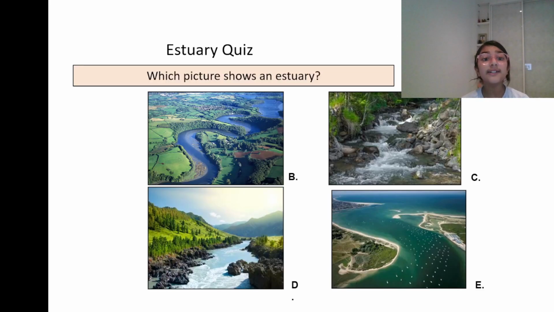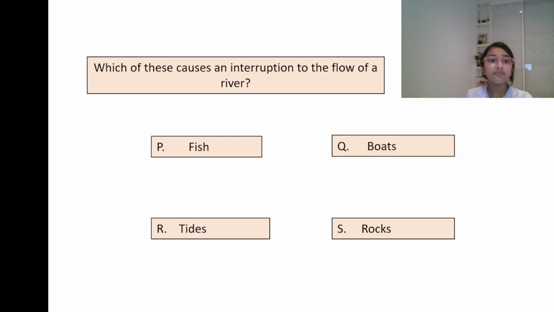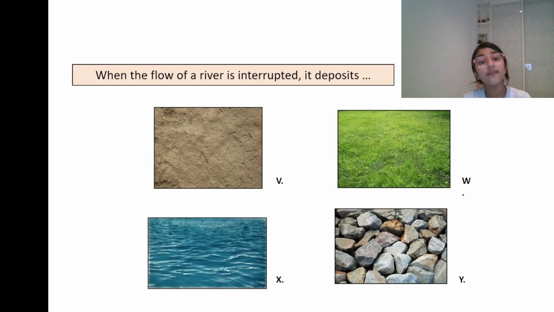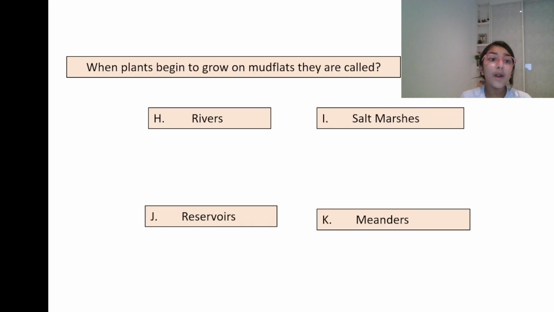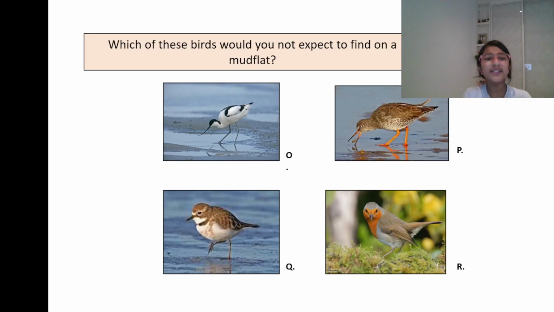Estuary quiz. Which picture shows an estuary? B, C, D, or E? Which of these causes an interruption to the flow of a river? P, Q, R, or S? When the flow of a river is interrupted, it deposits V, W, X, Y. When plants begin to grow on mudflats, they are called H, I, J, or K. Which of these birds would you not expect to find on a mudflat? O, P, Q, and R.